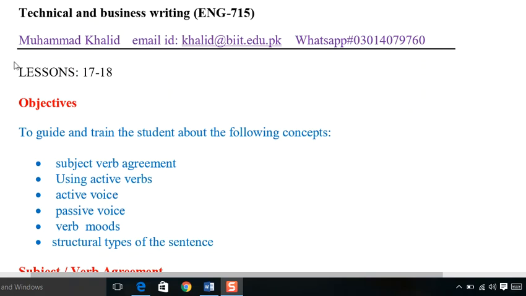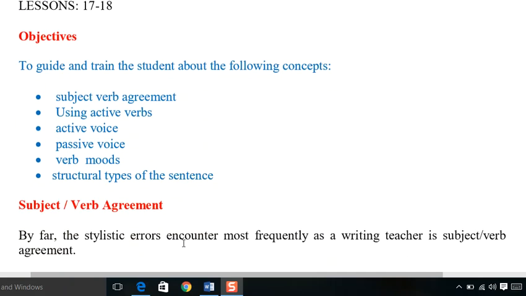It is week 9 and we are going to cover lesson number 17 and 18. The objectives are to guide and train the students about the following concepts: subject verb agreement using active verbs, active voice, passive voice, verb moods, and other structural types of sentences.